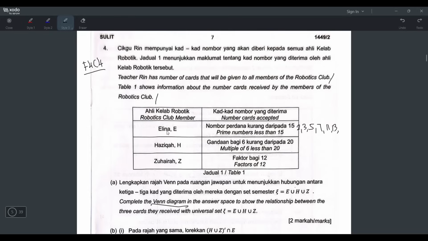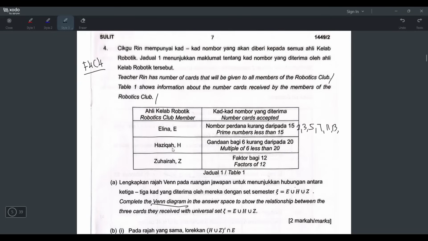Remember, one is not prime number. Guys, you are facing SPM in like 2 months' time, so you need to know this. Prime number, you must know. One is not prime number, because one only has one factor. Prime number must have two factors. Prime numbers can only divide by itself and divide by one. Okay, so one is not prime number.